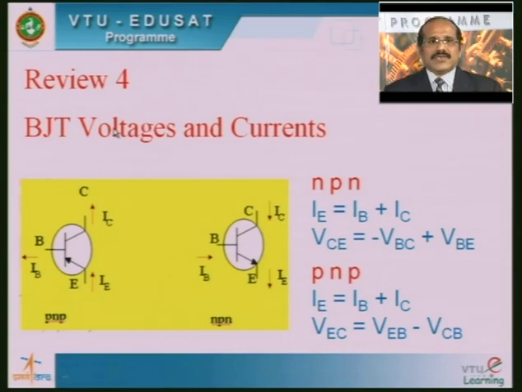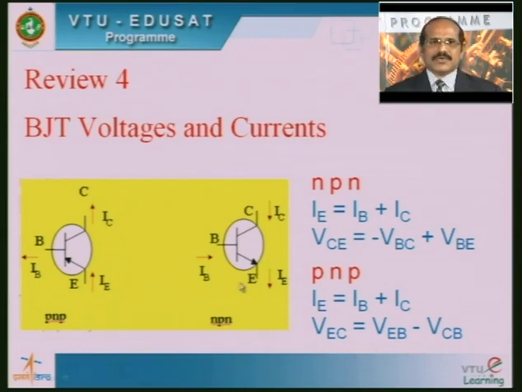Apart from that, we have also seen some of the BJT voltages and currents existing in the device. Here, as you can see, this is the symbol for the PNP transistor with the emitter, base and collector, and the arrows indicate the emitter current, base current and collector current. From this symbol, you can note that IE is nothing but IB plus IC. Similarly, if you apply KVL, we get VEB equal to VEC plus VCB. From this, you can derive that VEC equals VEB minus VCB.